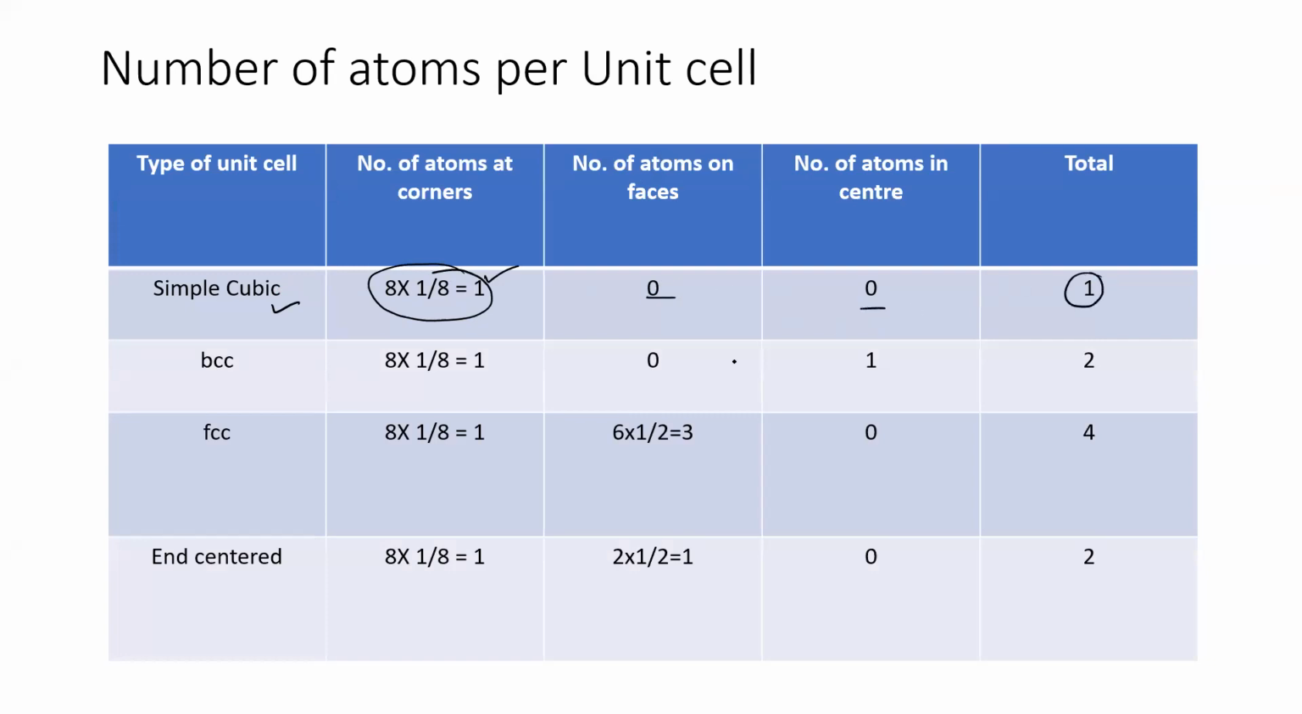So the total is 1. For BCC, it looks like this: 8 corner atoms, one atom contribution, plus one whole atom located inside the body, which is not shared with any other unit cell. That's why we have taken one full atom. So totally 1 plus 1 is equal to 2. Face centered: as usual, the corner atom contribution is 1 and the face-centered atom contribution is 3. Total is 4. If it is end centered, how will it be?